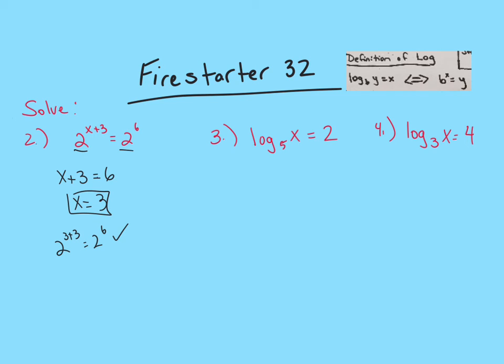Now, with 3 and 4, I'm just going to use the definition. That's all I'm going to do. So there, that is my b, and that is actually going to be called y, I guess I'm being kind of confusing, and we'll call that x. So log base 5 of x equals 2 becomes 5 squared equals x. Well, 5 squared is 25, so x equals 25.